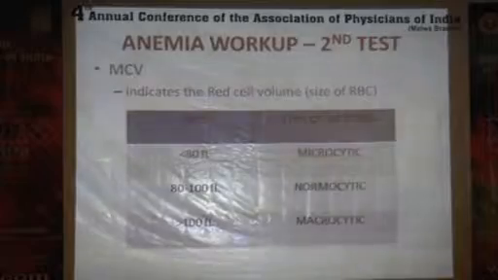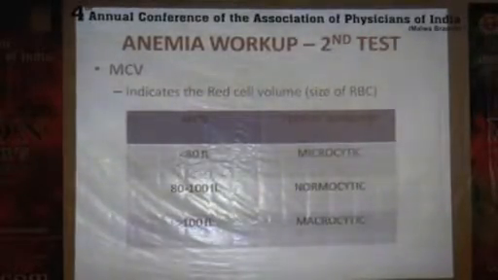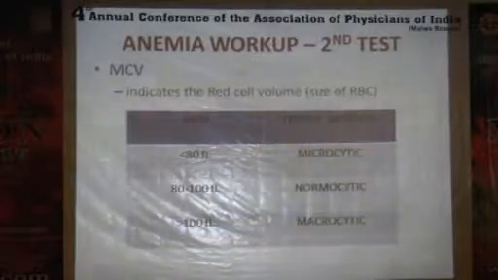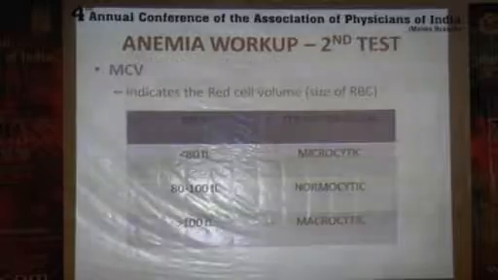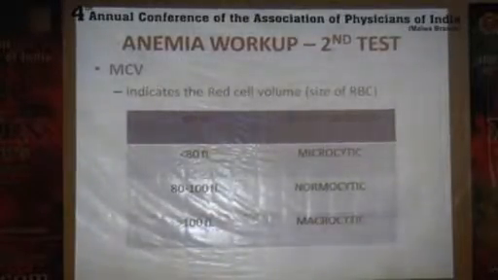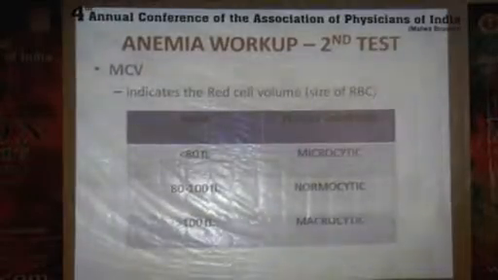Second test I told you, MCV. Normal value is 80 to 100 femtoliters. It tells us about the volume of the red cell, and less than 80 is microcytic anemia, 80 to 100 is normocytic anemia, anything more than 100 is macrocytic anemia, and in the subsequent slide, we should know the causes of each.